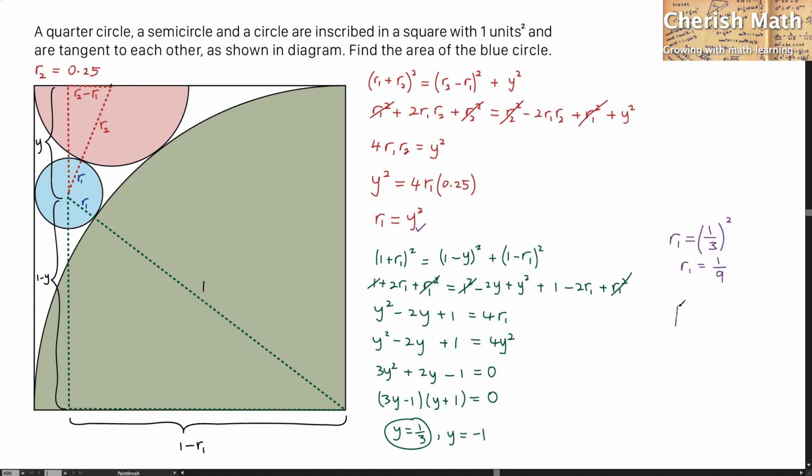So the area of the blue circle is going to be pi R1 squared. Once I substitute the value of R1 into this equation, I'm going to get 1/81 pi for the area of the blue circle. And I solved the puzzle.